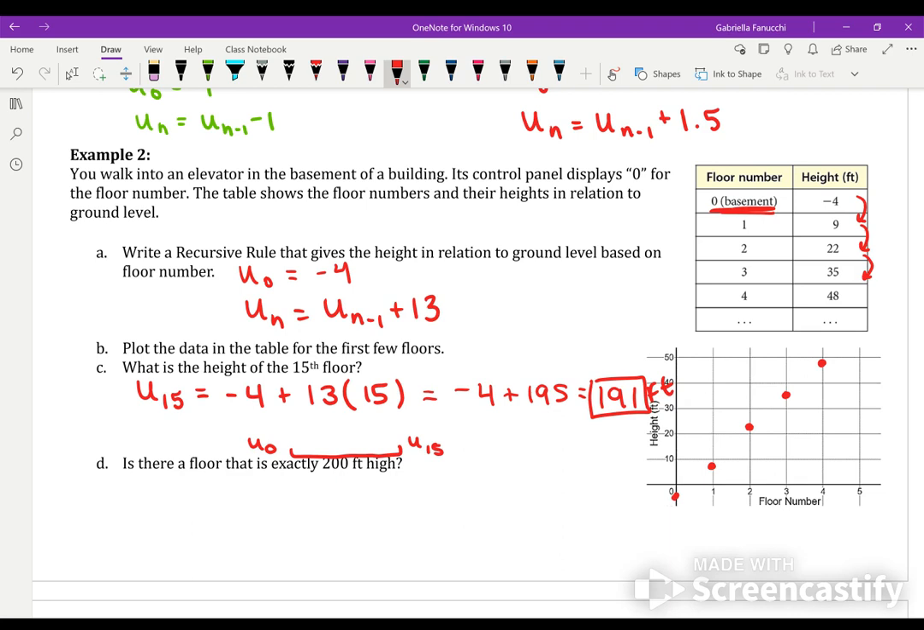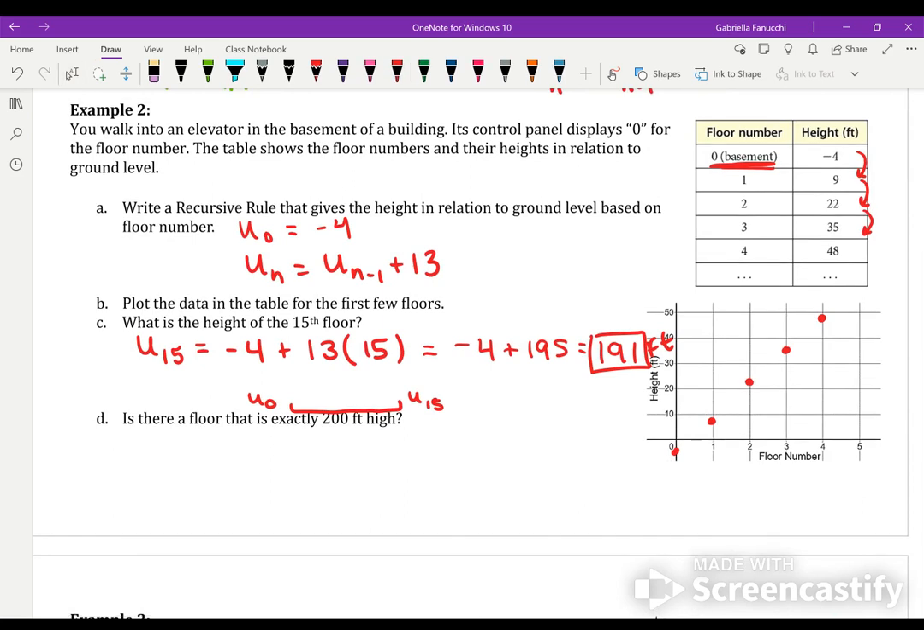Is there a floor that is exactly 200 feet high? Okay. Well, if the 15th floor was 191, what would be the 16th floor? Well, if we're adding 13 each time, 191 plus 13 is going to be 204. So is there a floor that is exactly 200 feet high? No, there is not.